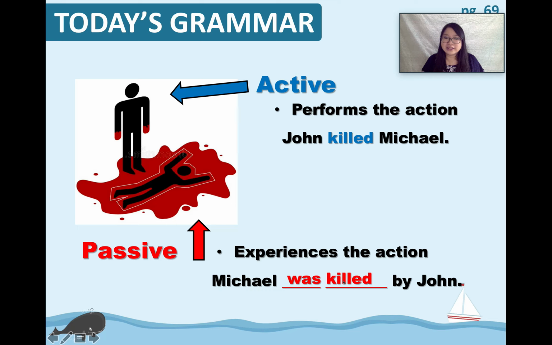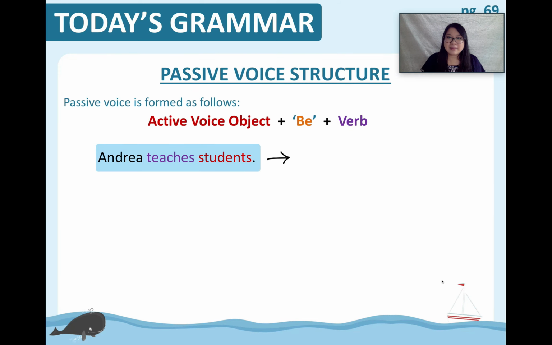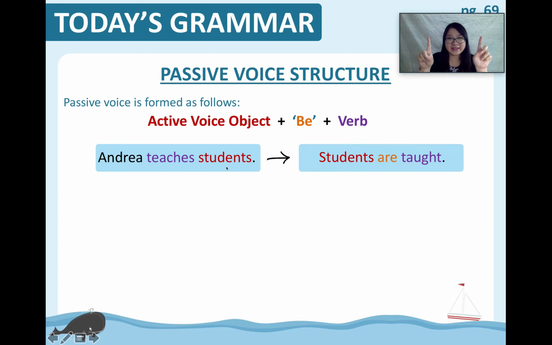Michael was killed by John. So we're going to flip the subject and the object to make a passive voice. Then we add the be verb and the next verb. Andrea teaches students, right? Andrea, students. Flip it. Students are taught by Andrea.